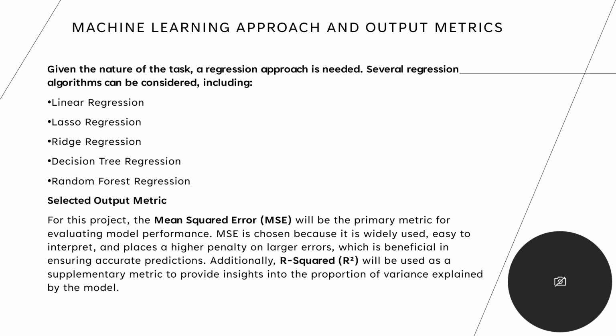There is MAE as well that can be used, and there are other metrics that can be chosen. But for this project, we'll be using the mean squared error. It will be the primary metric for evaluation, and MSE is chosen because it is widely used, easy to interpret, and places a higher penalty on large errors, which is beneficial in ensuring accurate predictions. Additionally, R squared will be used as a supplementary metric to provide insights into the proportion of variance explained by the model.